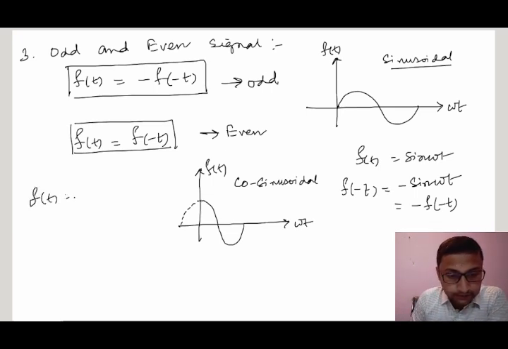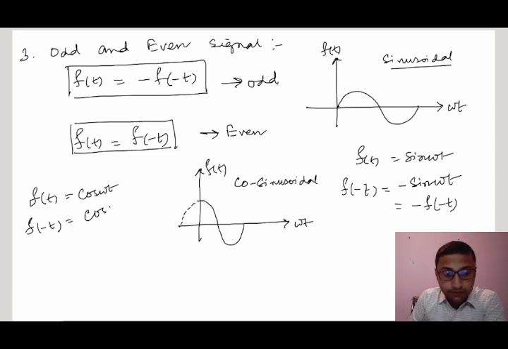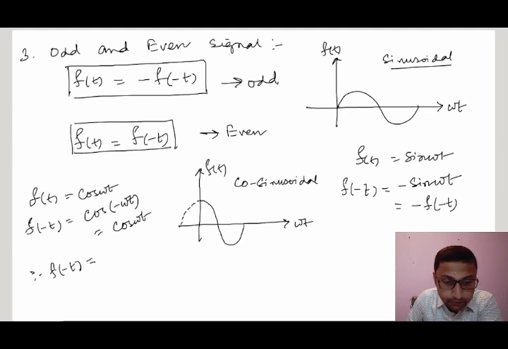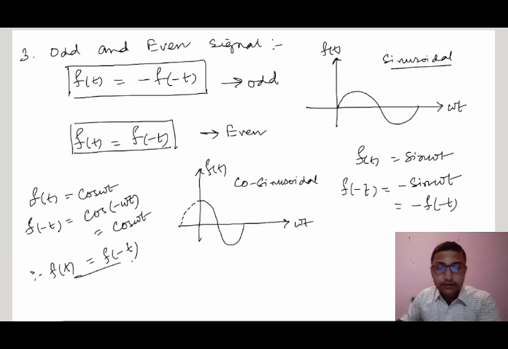Suppose f(t) is equal to cos ωt, right? If we put t equal to minus t, then what happens? cos(-ωt) is equal to cos ωt. It is already known to us from our basic knowledge: cos(-t) is equal to cos t. That means we have got f(t) equal to f(-t). So this is an example of an even signal, right?